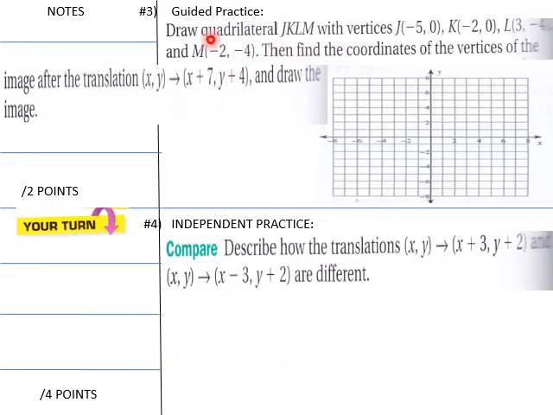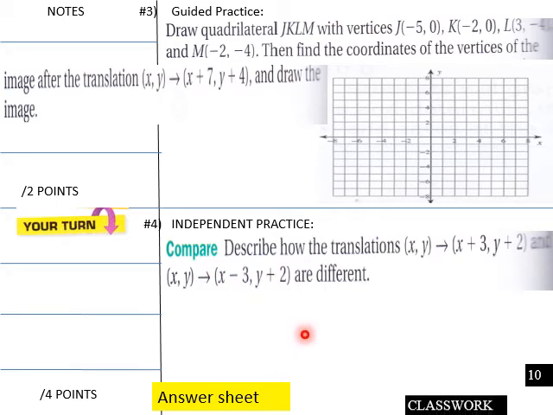Okay. Draw a quadrilateral JKLM with vertices J (-5, 0), K (-2, 0), L (3, -4), and M (-2, -4). Then find the coordinates of the vertices of the image after this translation here. So you're adding 7 to x, and then you're adding 4 to y. Students, this is yours down here. Describe these translations here. Use a grid. There should be a grid on your classwork sheet for sure, so you can do this using a grid here.